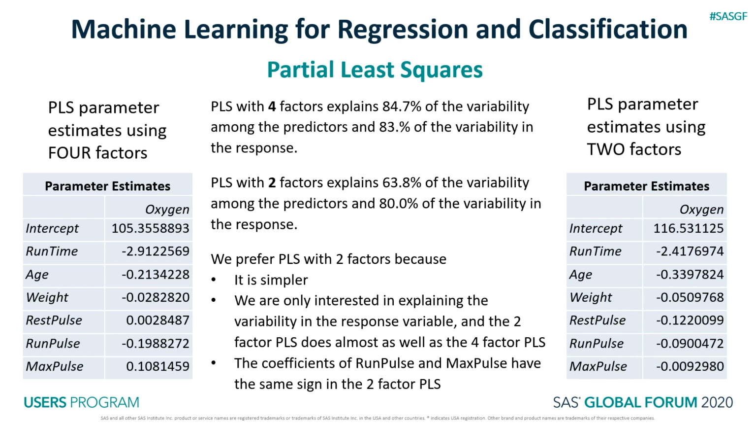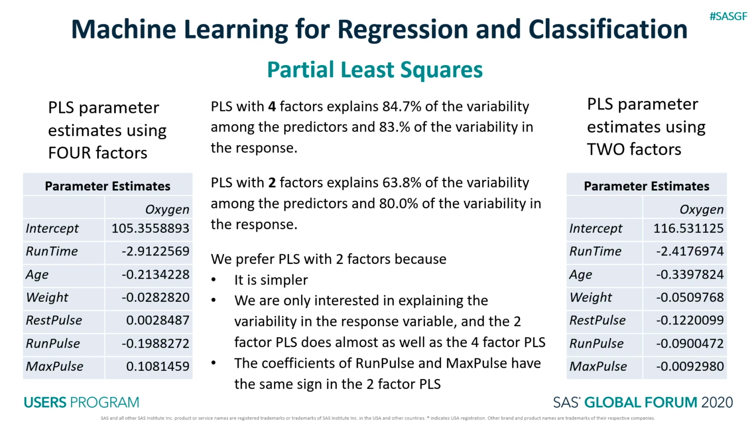However, when we take a look at the parameter estimates, we see that for the partial least squares with 4 factors, the coefficients of run pulse and max pulse have opposite signs. They are much smaller than the ordinary least squares estimates, but they are of opposite sign, and we don't think that should be the case. Whereas if I look at the partial least squares estimates for 2 factors, then I see that both run pulse and max pulse have got coefficients which have the same sign, and that sign is negative, which makes sense in the context of this problem.